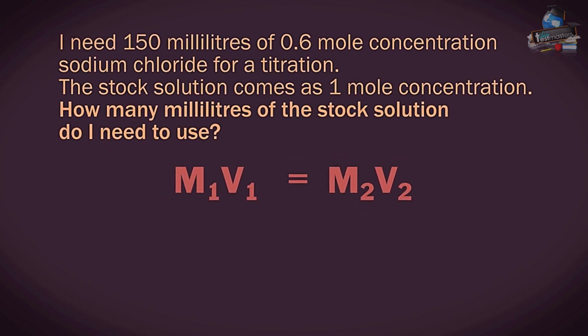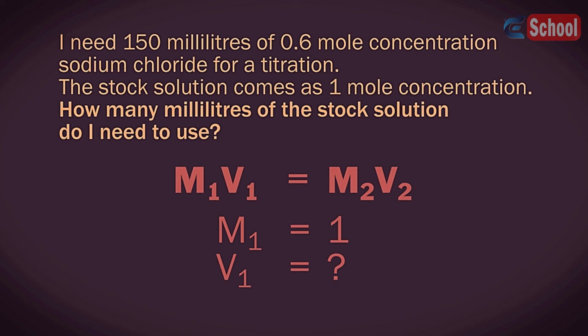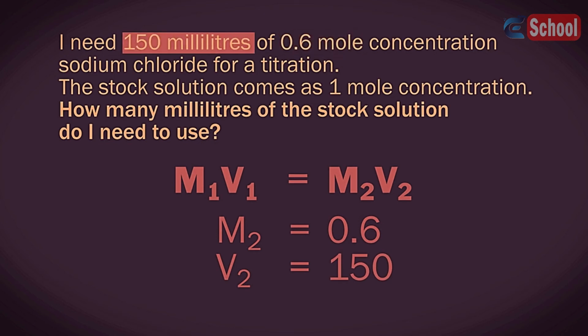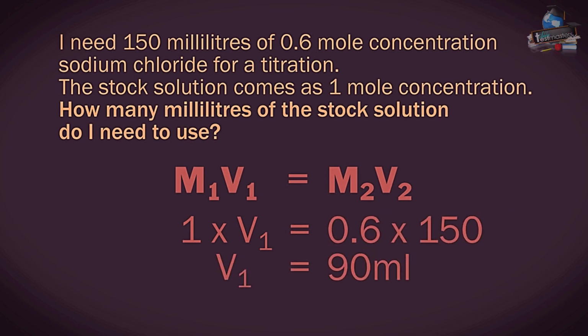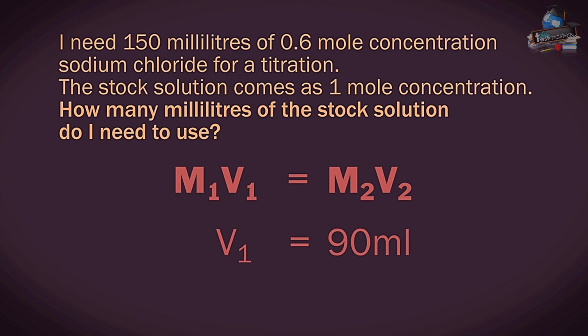So we have our M1V1 equals M2V2 equation. Here, our before values are M1 equals 1, and we don't know V1. Our post-dilution values are M2 equals 0.6 and V2 equals 150 milliliters. Substituting in these values, we get 1 times V1 equals 0.6 times 150. So V1 equals 90 milliliters. That wasn't too tricky, was it? I told you it was a nice and easy equation.